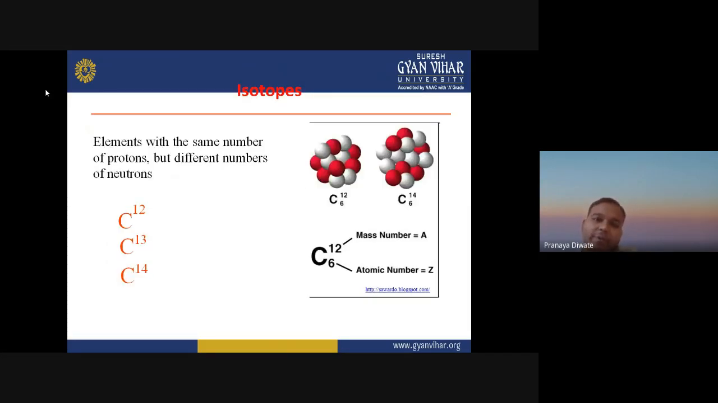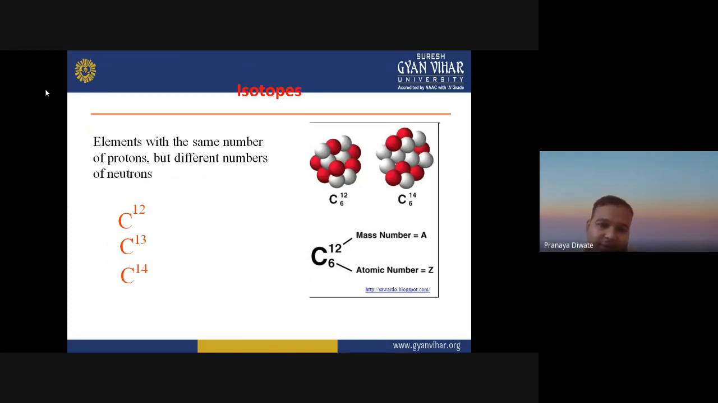So an isotope is an element with the same number of protons but a different number of neutrons. That is your isotope. For example, you have carbon 12, 13 and 14. These are the three different isotopes we have.